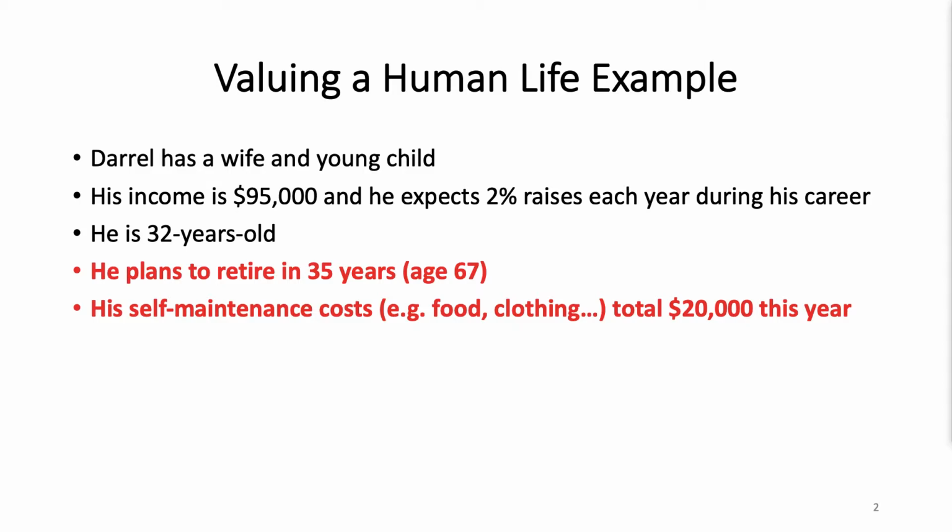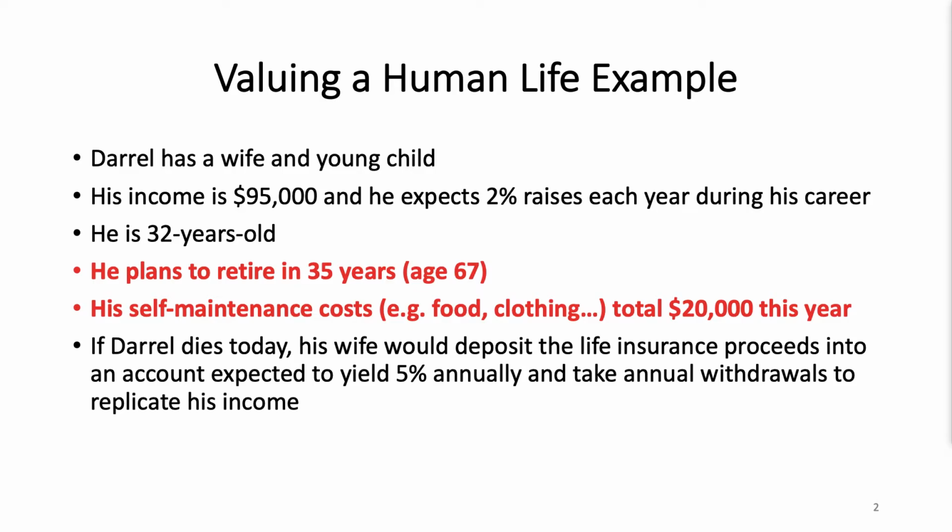What does that mean? If Daryl dies, we won't have to buy him food and clothing and so on, so we're going to take that $20,000 out of his salary. That's his self-maintenance cost. If Daryl dies today, his wife would deposit the life insurance proceeds into an account expected to yield 5% annually, and from that account, she'd take annual withdrawals to replicate his income. So how much life insurance does Daryl need?